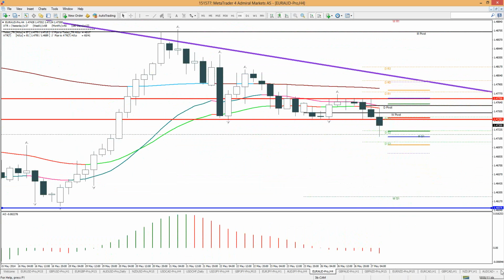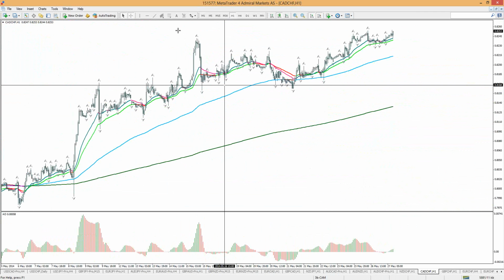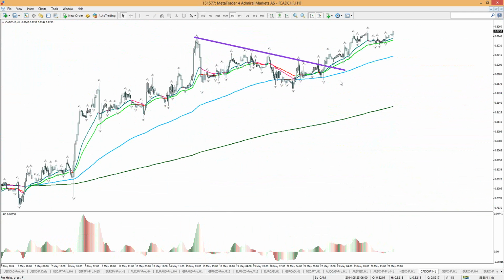Let's take a look at the CAD/CHF. To be honest, I forgot what we said on it or what we analyzed. Maybe we were looking at this triangle. That could be it. I'm not sure.